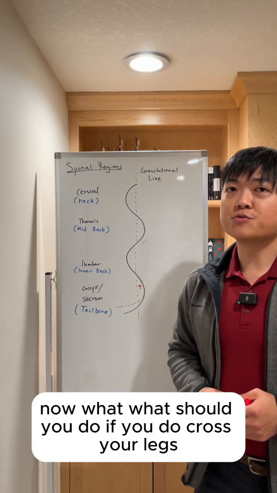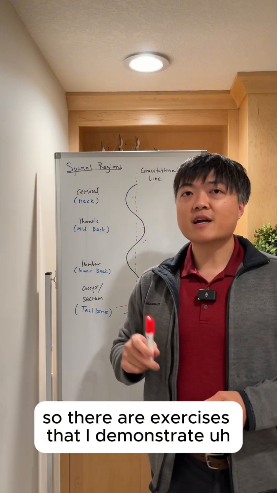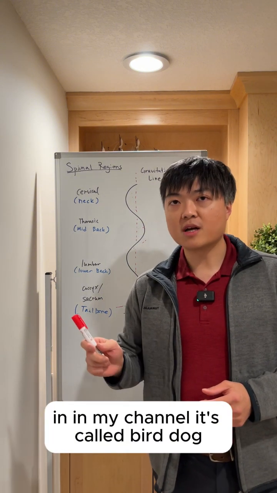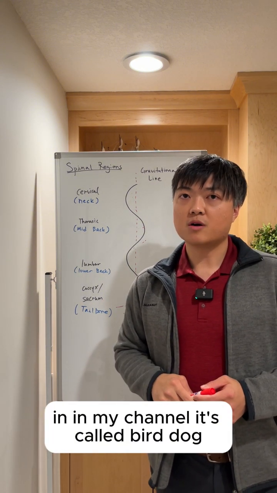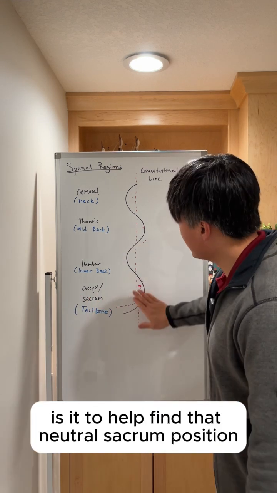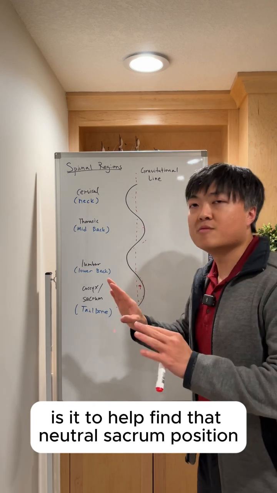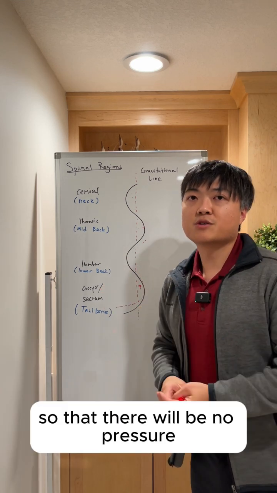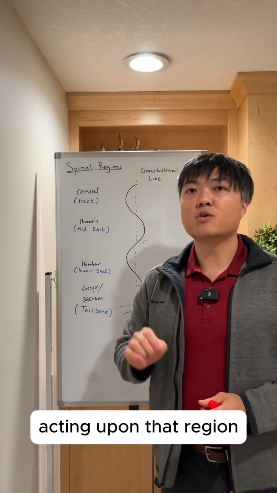Now, what should you do if you do cross your legs? There are exercises that I demonstrate on my channel. It's called bird dog. What the bird dog exercise does is help find that neutral sacrum position where you should be, so that there will be no pressure acting upon that region.